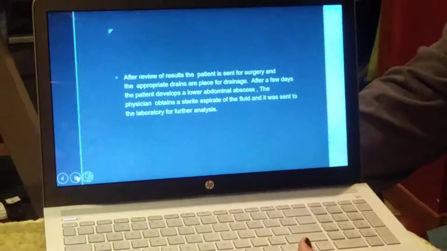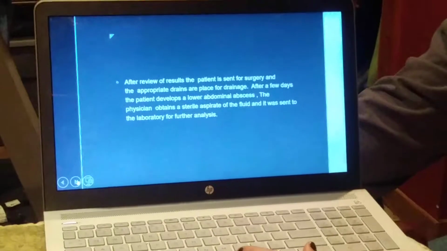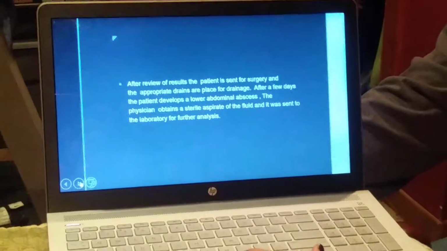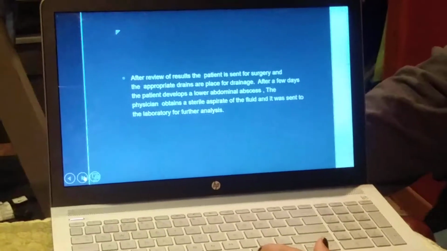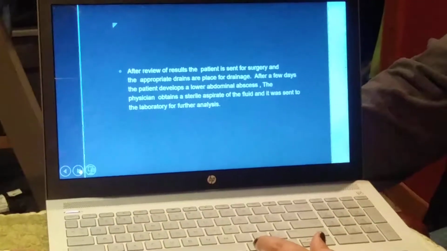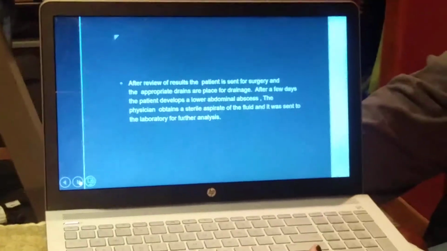After review of the results, the patient was sent upstairs and put into surgery to fix the issues. After a few days, the patient complained of abdominal pain again and ended up having an abdominal abscess. The physician obtained a sterile aspirate of the fluid, and it was sent to the laboratory for further analysis.